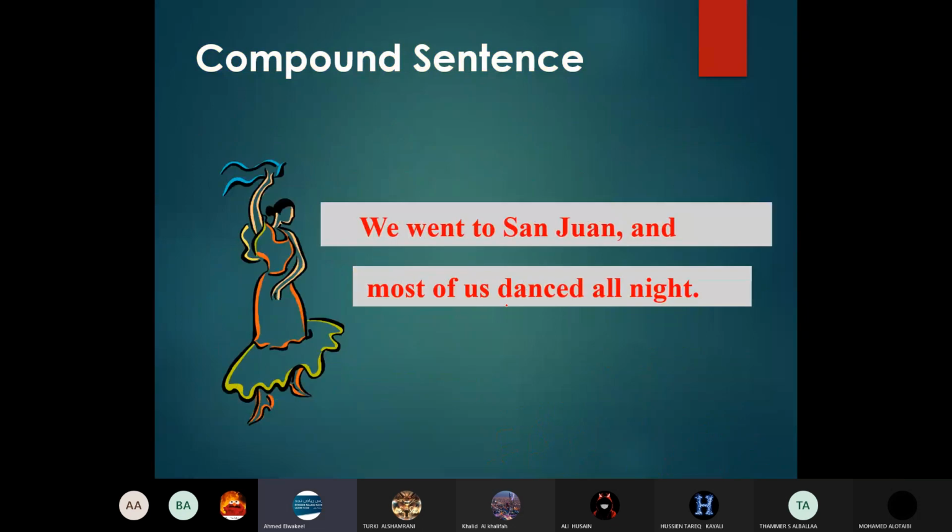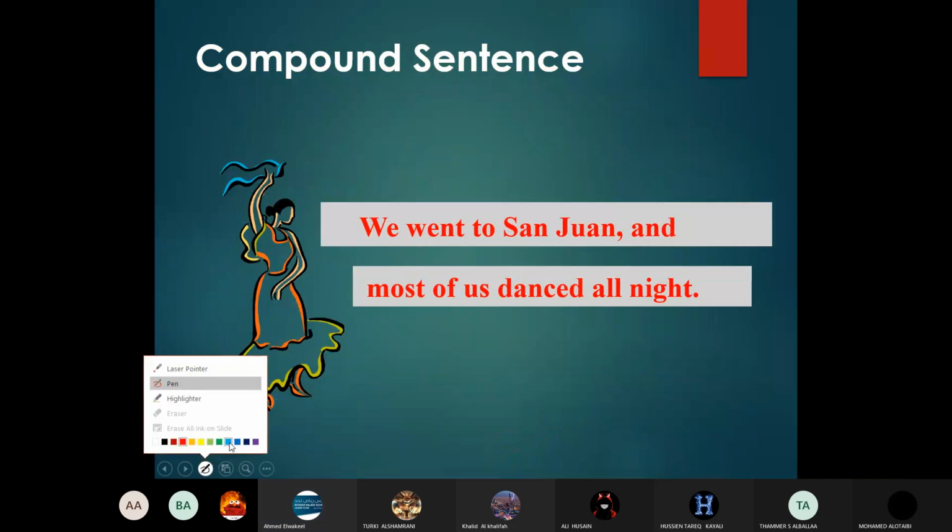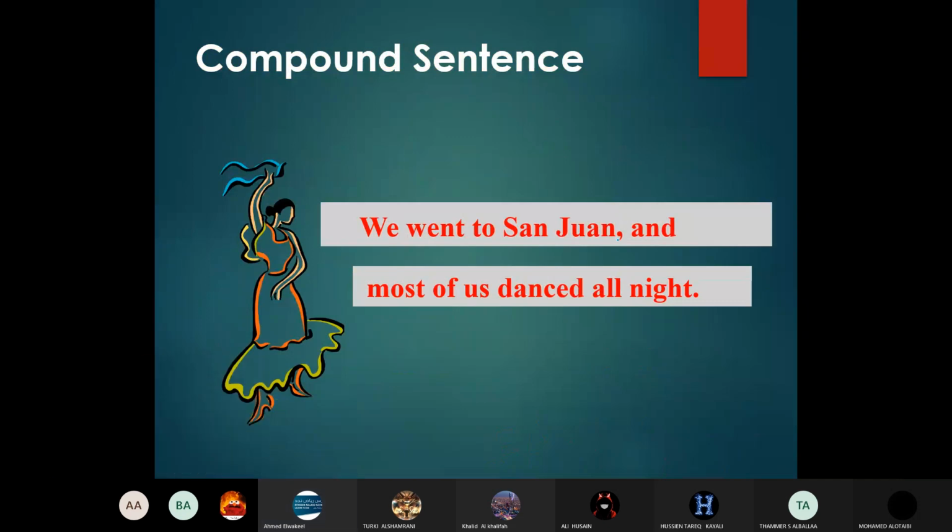For example, we went to San Juan, and most of us danced all night. So here I have two independent clauses, Muhammad. We went to San Juan, that's a simple sentence. Most of us danced all night, another simple sentence. And we connected both of these simple sentences by the comma and the coordinating conjunction. Right?